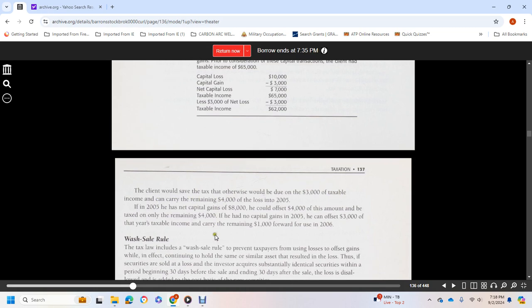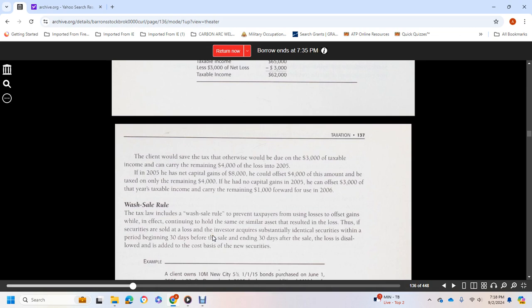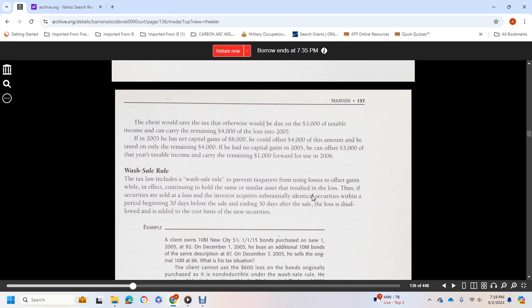In 2005, if the client has net capital gains of $8,000, the loss could offset $4,000 of that amount, and the client would be taxed on the remaining $4,000. If there were no capital gains in 2005, the client could offset $3,000 of taxable income, carrying the remaining $1,000 forward for use in 2006.